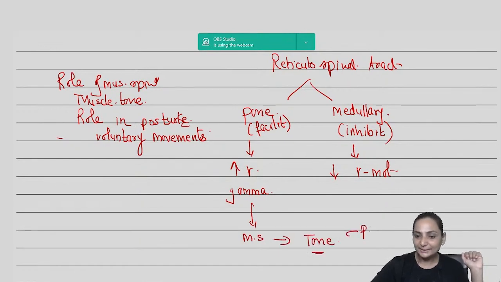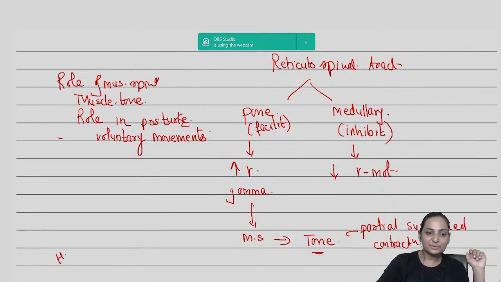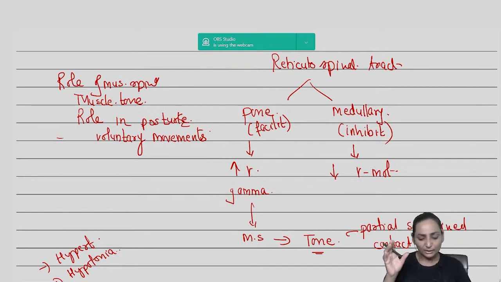What is tone? It is defined as the partial sustained state of contraction. See, it is partial. That means the whole of the muscle at a time is not contracted. Some of the motor units are contracting, some of the motor units are relaxing. Because if all the motor units were contracting together, it would result in hypertonia. And if all of the motor units were relaxing, it would result in hypotonia. So there has to be 50% contraction and 50% relaxation of the motor units.